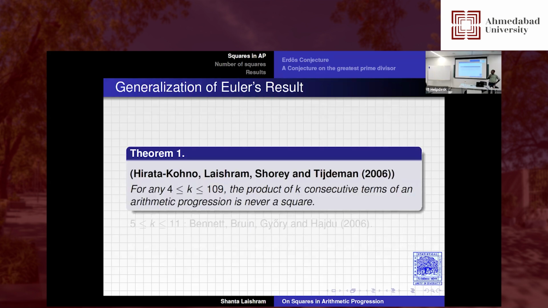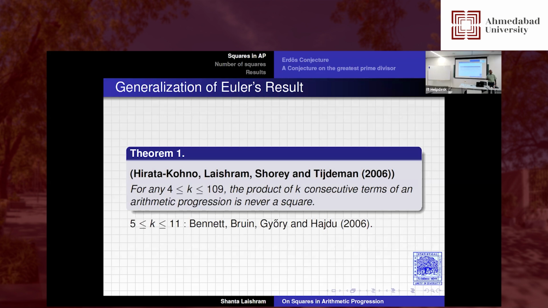Here I want to state a result of mine with Hirata-Kohno and Soren Tideman, which we proved in 2006. We generalized the result of Euler by showing that if you have not only 4, but 5, 6, 7, up to 109 terms, then for any k between 4 and 109, the product of k consecutive terms of an arithmetic progression can never be a square.